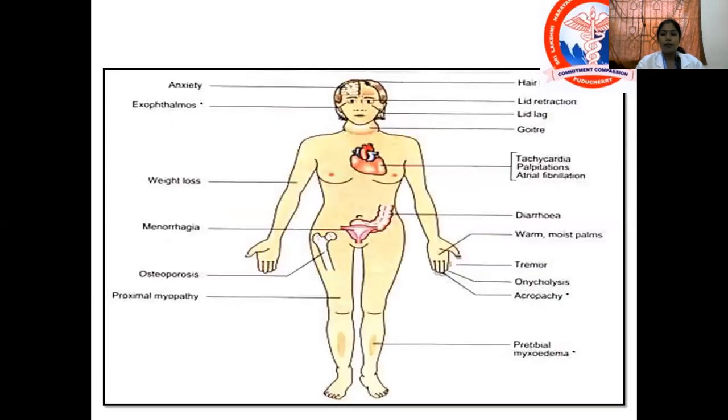So what are the symptoms of hyperthyroidism? The patient will have hair loss, lid retraction, exophthalmos, lid lag, and goiter. Coming to the cardiovascular system, the patient will have tachycardia, palpitation, and atrial fibrillation. The patient will have weight loss and diarrhea. The patient will have warm, moist palms, tremor, onycholysis, acropachy, and pretibial myxedema. The patient will have osteoporosis, menorrhagia, and weight loss.